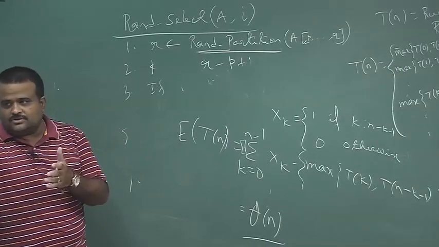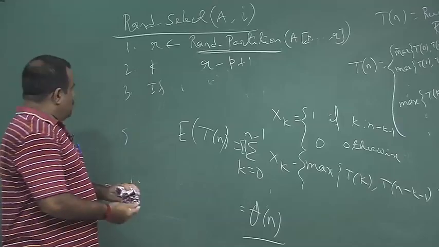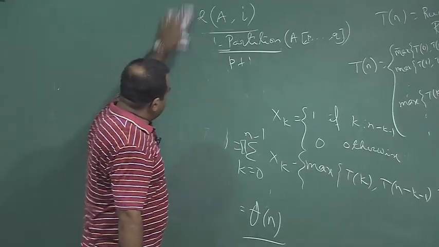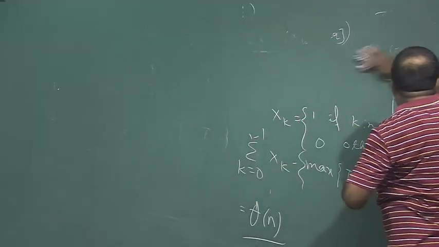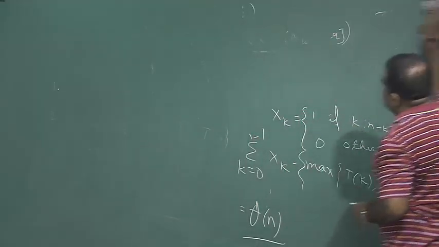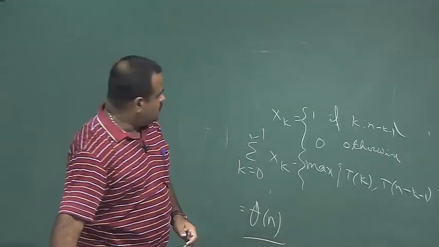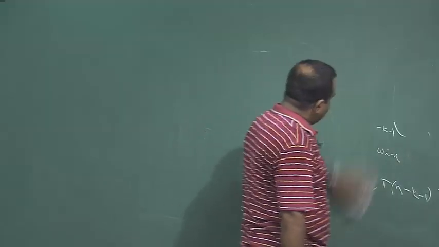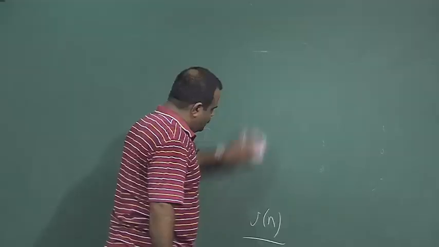So, the expected runtime is theta of n for this randomized version of select, but the worst case is always like this. We can always choose, in the worst case, the minimum or maximum element. So, now we want to make sure that in the worst case also we are choosing a good pivot element. That is the next algorithm which we will see. In the worst case, it is a guaranteed linear time algorithm.